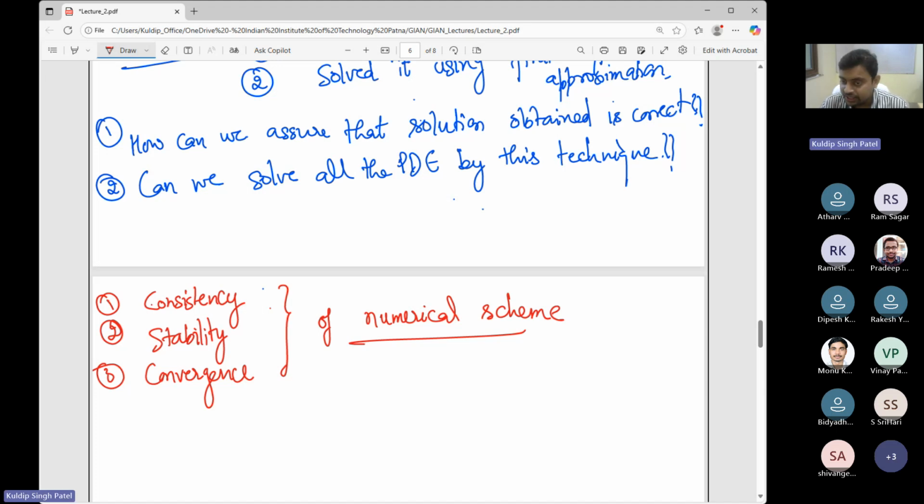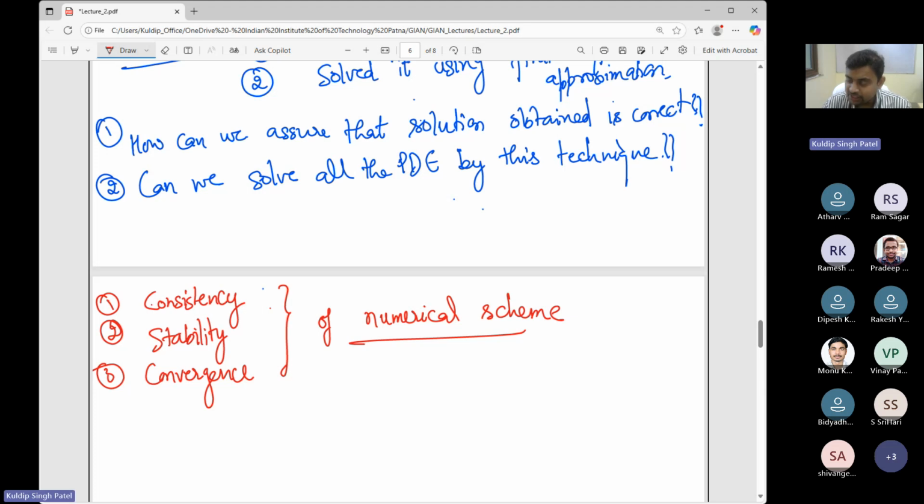Please try to understand. For the heat equation, you have an exact solution, so you can compare your numerical solution with the exact solution. But for other PDEs, you don't have an exact solution. So how will you compare? You don't have the option of comparing. So there, these three concepts are life-saving. How? You check that your numerical scheme is consistent, stable, and convergent. If you check all three properties, you are assured by mathematics that whatever solution you obtain is correct.